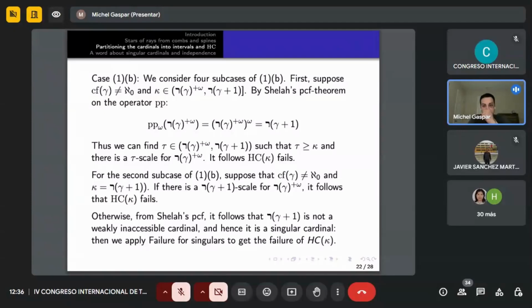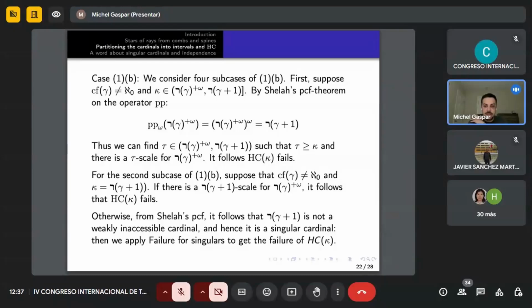Now for case B, we have our subcases. So we need to assume that it doesn't have countable cofinality, and now it's in the second part of the interval. Then using Shelah's PCF theorem, we can compute the PP of these plus omega, and that will give us exactly the hash of the successor, so the end of the interval. Okay, and by the definition of the PP operator, this will mean that we can find a scale for this ordinal, and it will follow that the conjecture fails because of the existence of the scale.